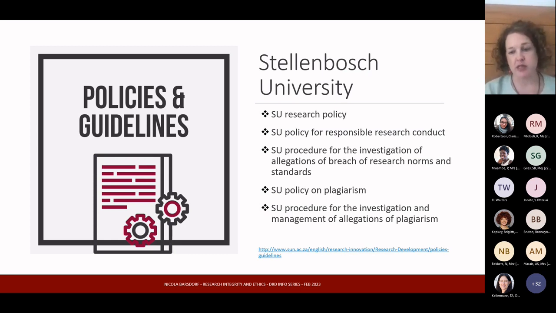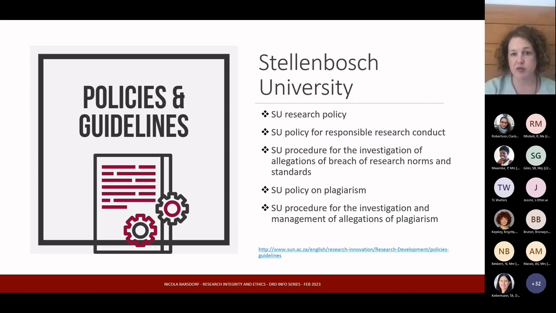And then just down to policies. So there are 5 key documents that support research ethics and integrity at Stellenbosch University. The first is Stellenbosch University's research policy. And then we also have a policy for responsible research conduct, or the research ethics policy. And this is the one that was revised and approved by Council in November last year.